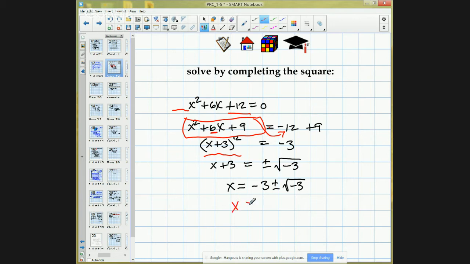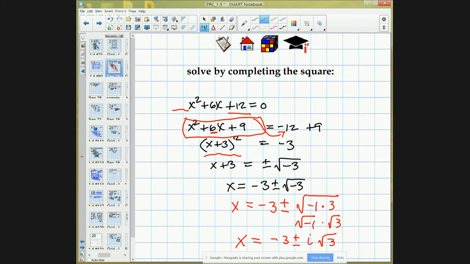You know, I added -3 to both sides. Well, you could think of this as negative 1 times 3, and that, of course, is the same as the square root of negative 1 times the square root of 3. And now we have a way to say the square root of negative 1. So we would say negative 3 plus or minus i times the square root of 3.